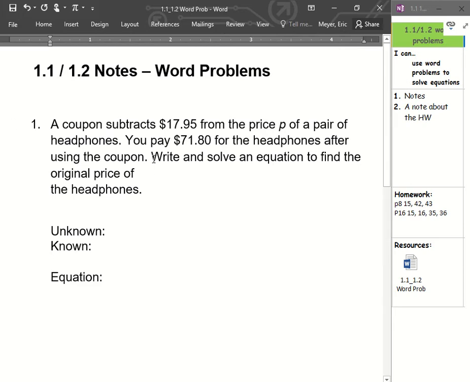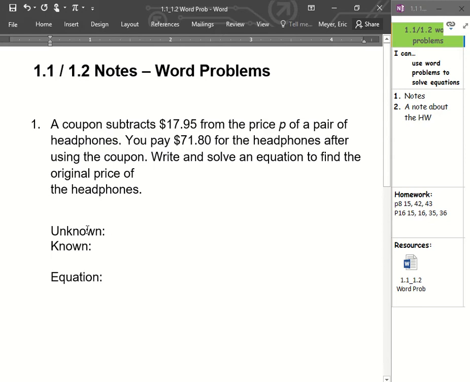So here we go. We're going to go right into it. Nice short video. It says, a coupon subtracts $17.95 from the price, P, of a pair of headphones. You pay $71.80 for the headphones after using the coupon. Write and solve an equation to find the original price of the headphones.